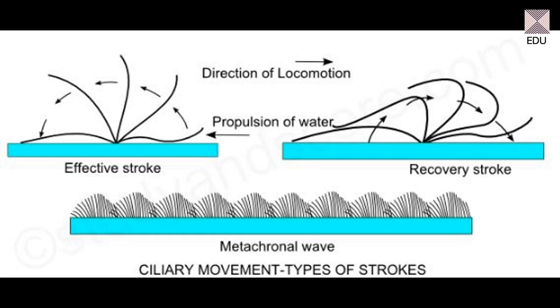So I think you are very clear about the movement of a single cilium. There are 2 strokes: the effective or power stroke, and second, the recovery stroke. Okay, students, after single cilium movement, now we have another concept which is shown in the lower diagram.